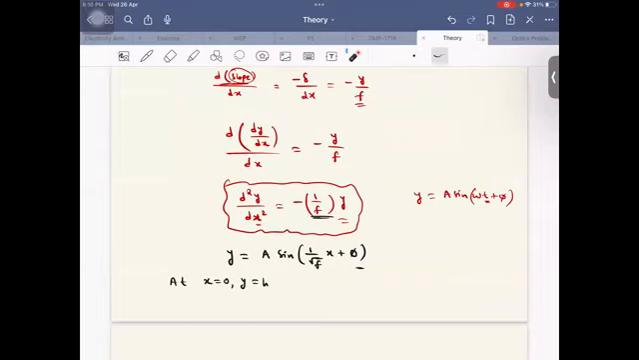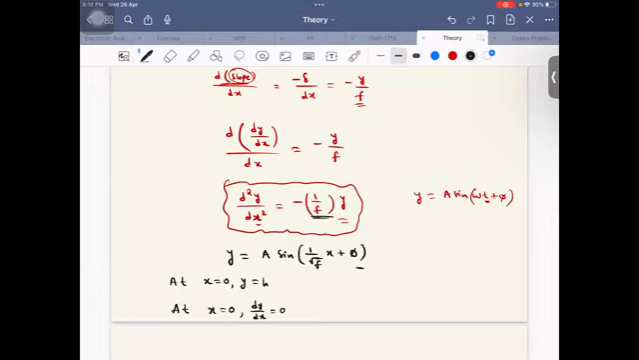And one more thing: two things we can use here. One is that at x equal to 0, y is h, and also at x equal to 0, what is the initial slope? It is horizontal, so at t equal to 0, the initial slope is 0.